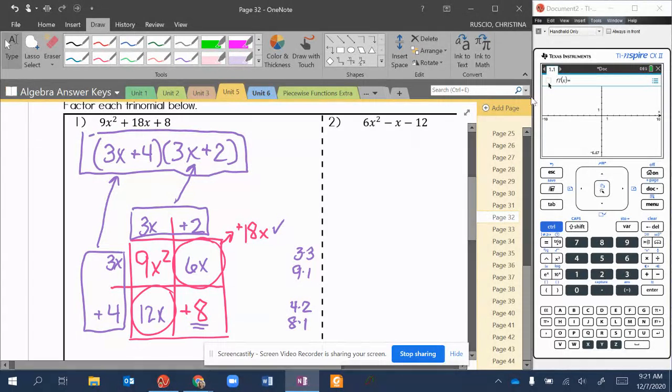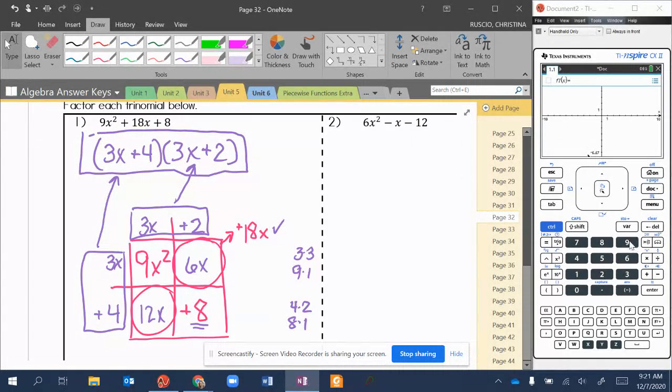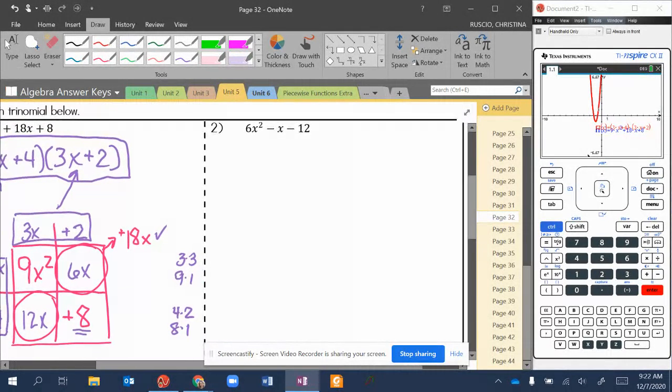And if I want to check my work, let's just do this on the first example. Remember, we just type in our original, and then we type in our factored form, and make sure that the two line up. So hit tab, and then we're going to type in 3x plus 4, all times 3x plus 2. If we did it right, it should work out. Yay, we're great. All right, let's go on to number 2.